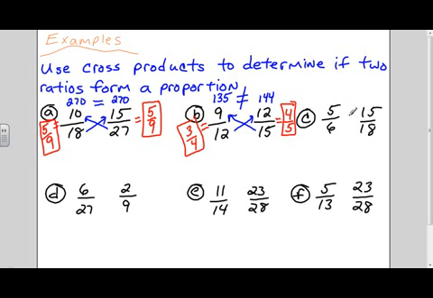Our next example, let's check the cross products. We have 5 sixths and 15 eighteenths. 6 times 15, 90. 5 times 18, 90. Cross products are equal, ratios are proportional. Next example, 27 times 2, 54. 6 times 9, 54. Cross products are equal, ratios are proportional. Alright, the next two examples you could do on your own. I would just ask you to check to see if the cross products are the same. If the cross products are the same, the ratios are proportional.